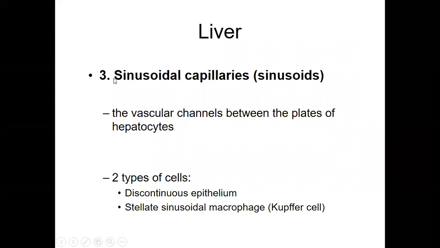The third component of the liver is the sinusoidal capillary or sinusoids. The sinusoidal capillary or sinusoid is the vascular channel between the plates of the hepatocytes. There are two types of cells that we have here: the discontinuous endothelium, and then the stellate sinusoidal macrophage or Kupffer cell. This is actually one type of macrophage present in the liver. So just to recap, the sinusoidal capillary is a vascular channel. This is the main point that you have to remember.